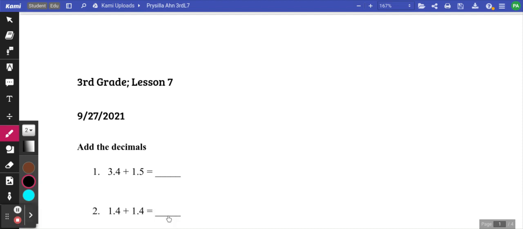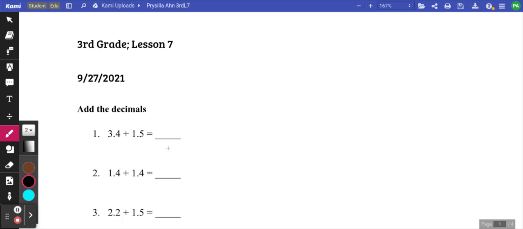Hey everybody, to start off today's third grade lesson, we will begin adding decimals. One thing you want to keep in mind when adding decimals is that the number of decimals in your answer is going to be the greatest number of decimal places in the equation. What I mean by that is if it's 1 decimal plus 2 decimals, your answer should have 2 decimals. But in today's case, we're only going to be working with 1 decimal place. So let's just get started.